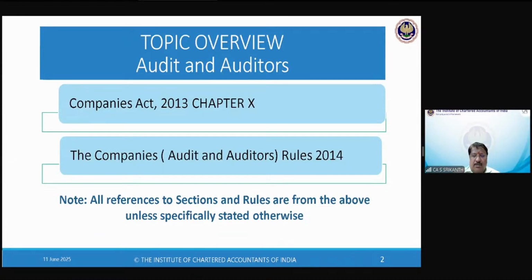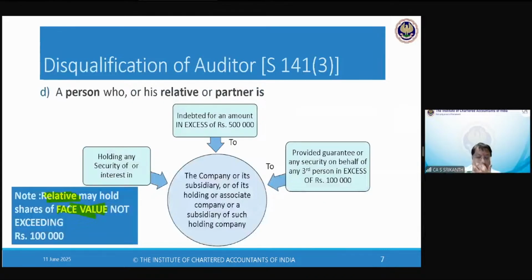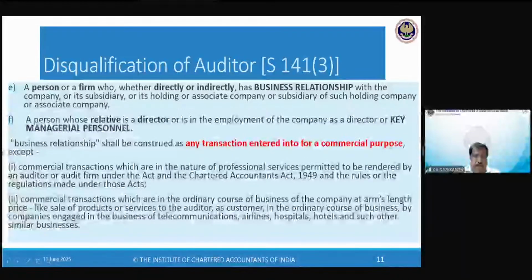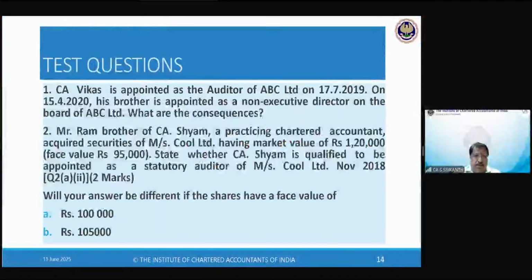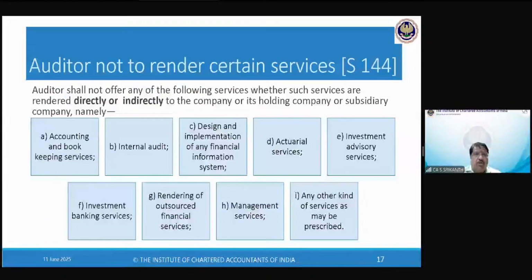Let us continue our discussion on the topic audit and auditors. In the last class, we went through the qualifications of auditors, more importantly, the disqualification of auditors. Also, certain problems, etc. So we have finished that. We also saw 144.